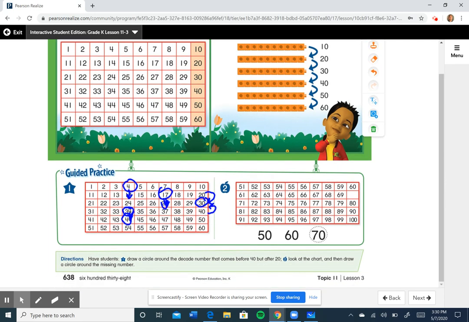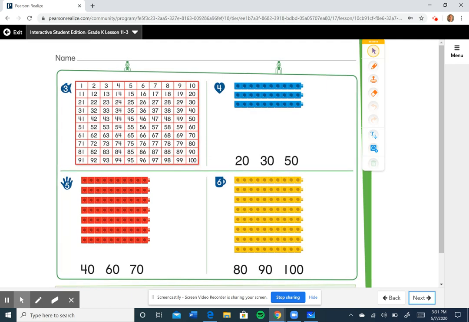Excellent. And then number 2, the apple, it says look at the chart and then draw a circle around the missing numbers. So let's count by tens to find the missing number. Ready? We'll start at 10. 10, 20, 30, 40, 50, 60. What comes after 60? 70. Very good. All right, you can go to the next page.